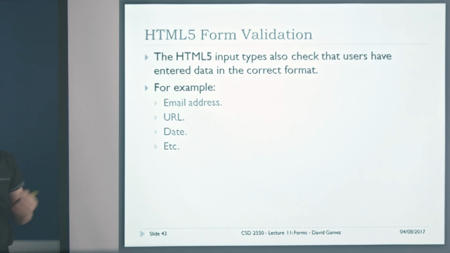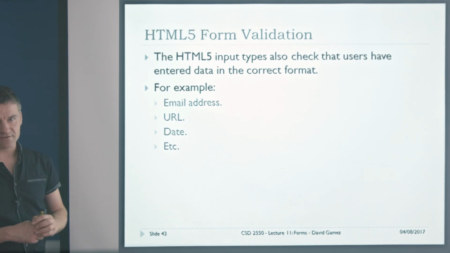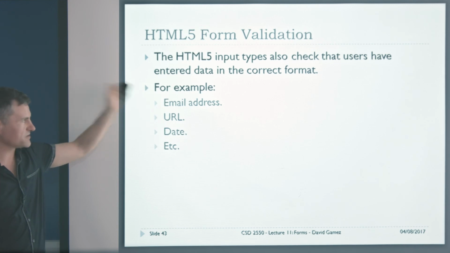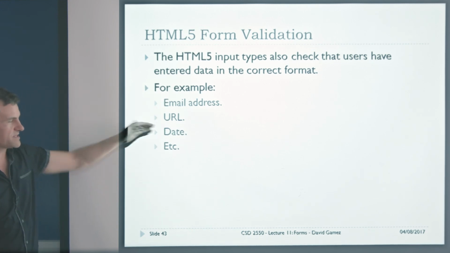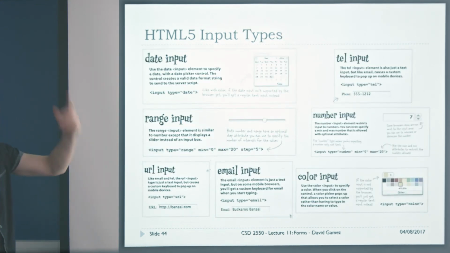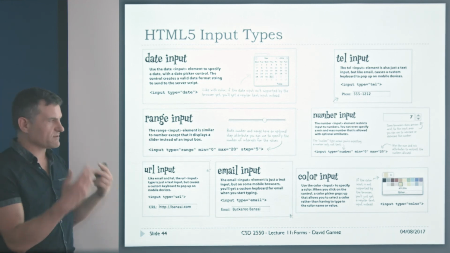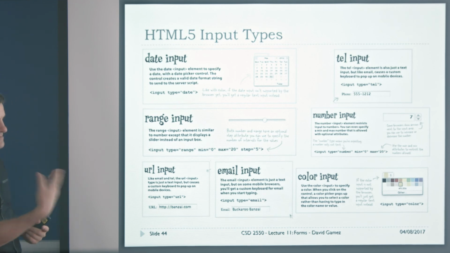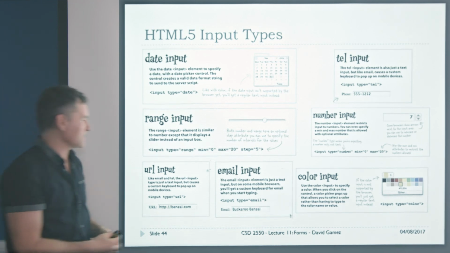HTML5 form validation is also useful because it checks that the users have entered data in the right format. So you often want to check that they've entered a valid email address, or that a URL is valid, or a date's valid, and so on and so forth. I mentioned all these different input types, and what they're really good for is constraining the input from the user, so you're a bit more confident that it's likely to be valid.